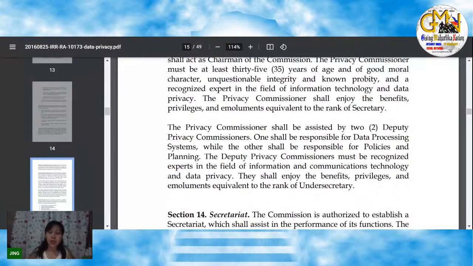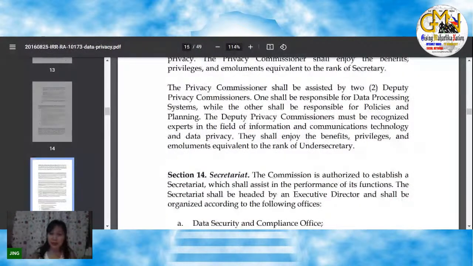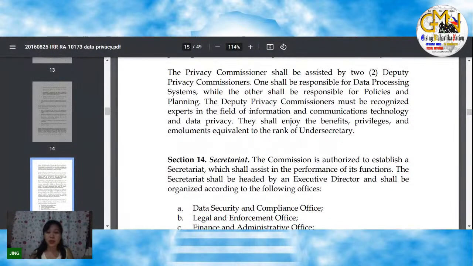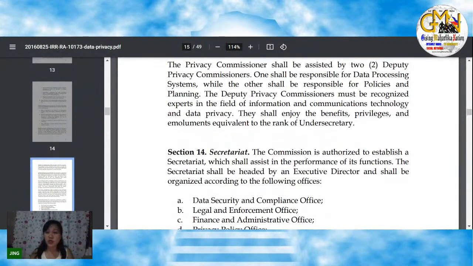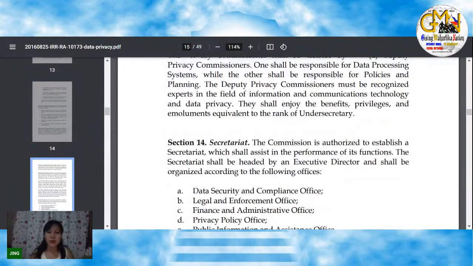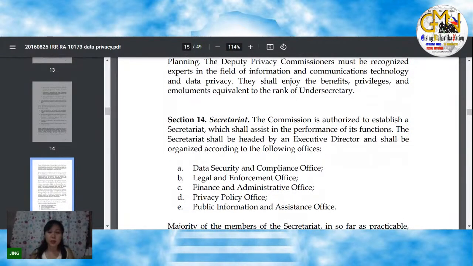The privacy commissioner shall be assisted by two deputy privacy commissioners. One shall be responsible for data processing systems, while the other shall be responsible for policies and planning. The deputy privacy commissioners must be recognized experts in the field of information and communications technology and data privacy. They shall enjoy the benefits, privileges, and emoluments equivalent to the rank of Undersecretary.